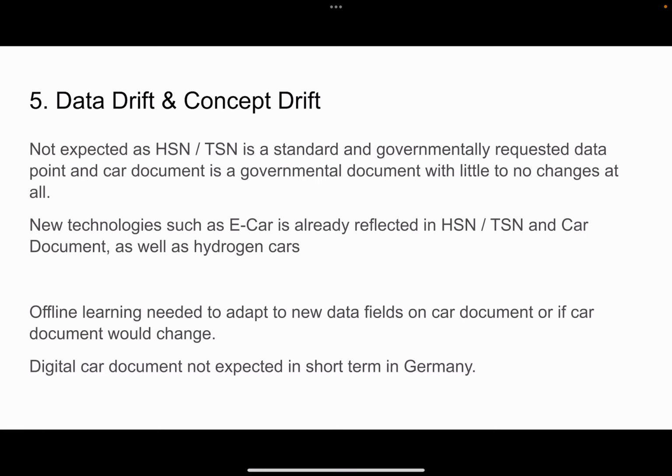Data drift or concept drift I also don't expect, as HSN TSN is a standard and governmentally requested data point, and the car document is a governmental document with little to no changes at all. New technologies such as e-cars or hydrogen cars are already reflected in HSN TSN, and as I said, we're going to apply offline learning so that we can adapt to new data fields in the car document. We also don't need to assume that the car document will be replaced in the short term by a digital document. Thanks.